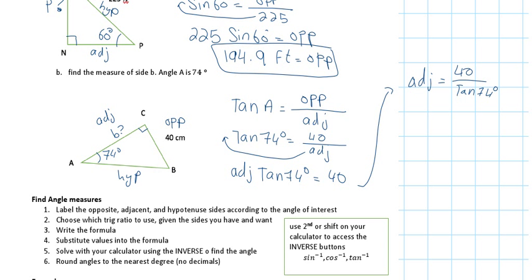tan 74, so that gives me 11.5 centimeters. You get it? So anytime whatever you're looking for is in the denominator, that's what you have to do.